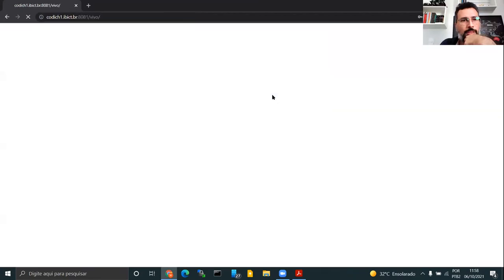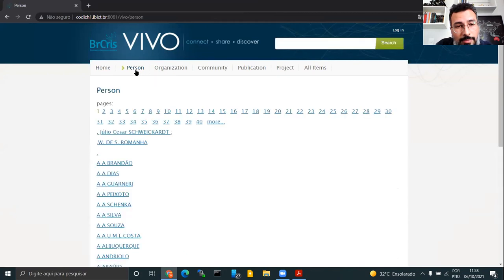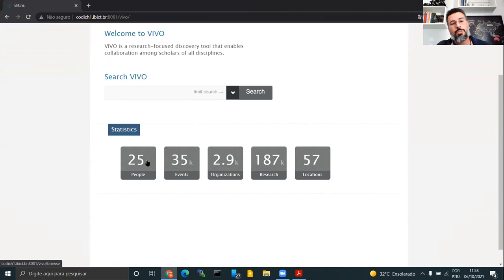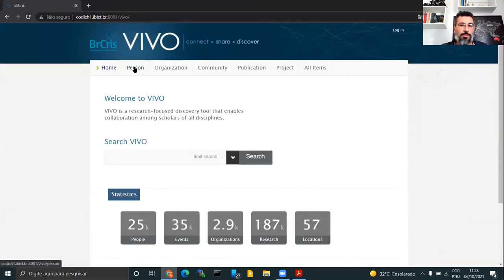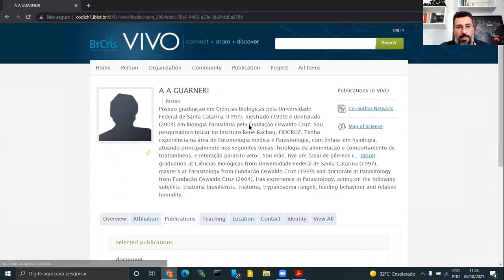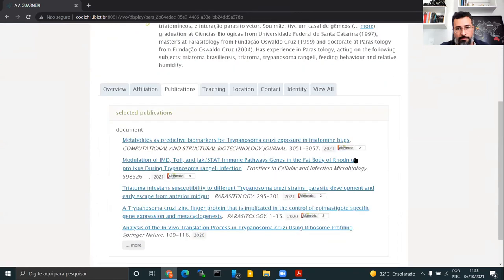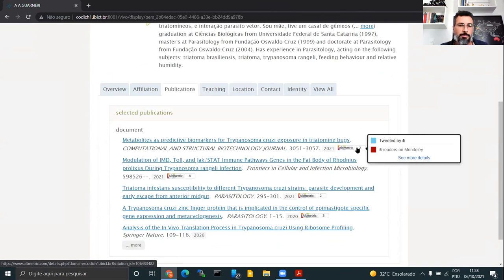This is the Vivo instance. It is not in production yet, but it is already in tests. For example, we have 2,500 people that we exported to this platform, and in Vivo we can easily, as you know, see information from the entities that we have aggregated. For example, here I have the publications of this author and some native metrics of these publications.